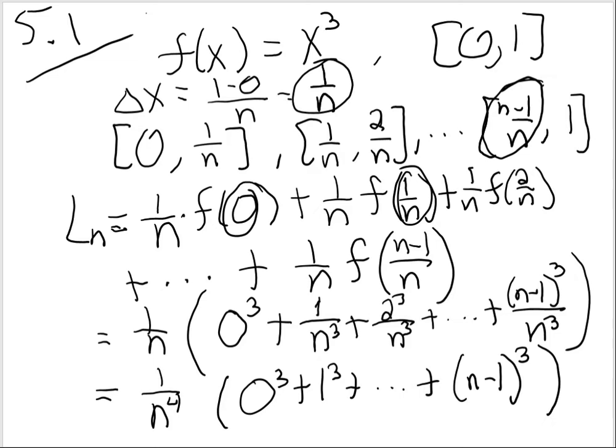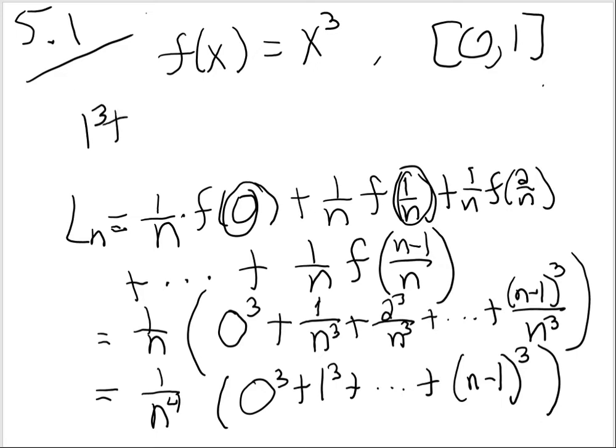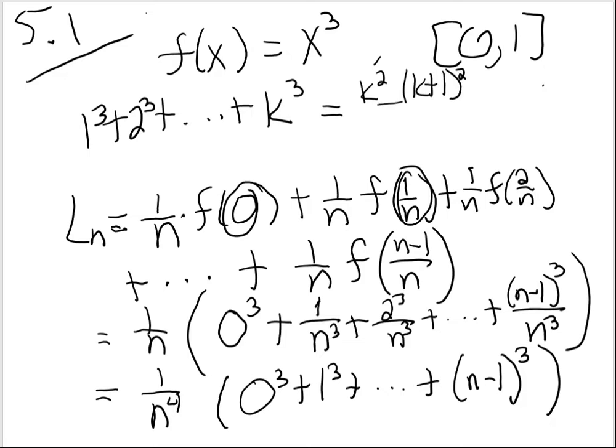Well, as it turns out, there's a particular rule. If you have 1 cubed plus 2 cubed plus dot dot dot plus some number k cubed, then this is just k squared times k plus 1 quantity squared over 4. So how does that apply here?